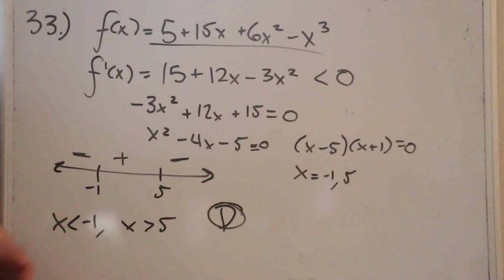And if you want to pull up a plot, I would recommend that. Plot this on your graphing calculator now while you're watching this video and see for yourself, hey look, the slope is negative when x is less than negative 1 and when x is greater than 5. And that's your answer right there.